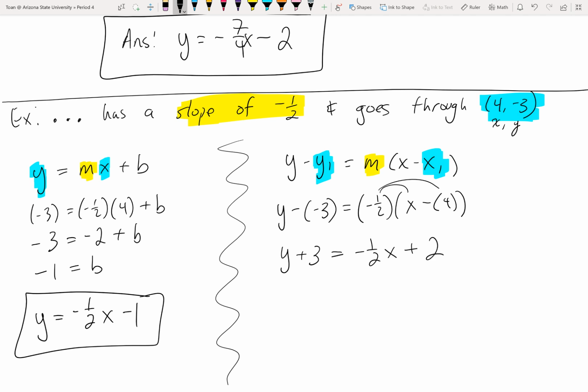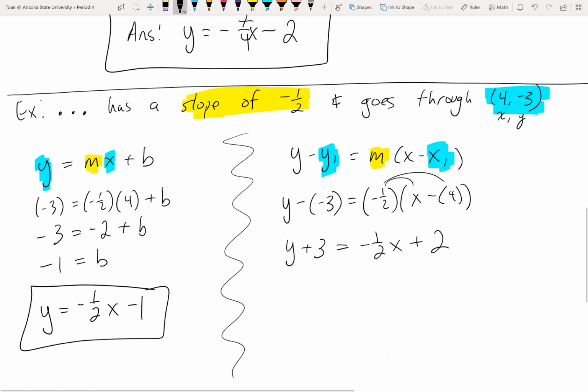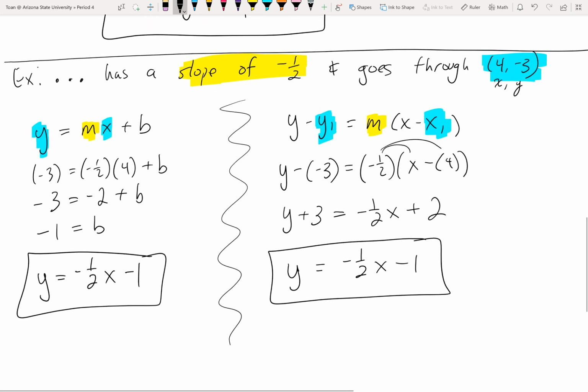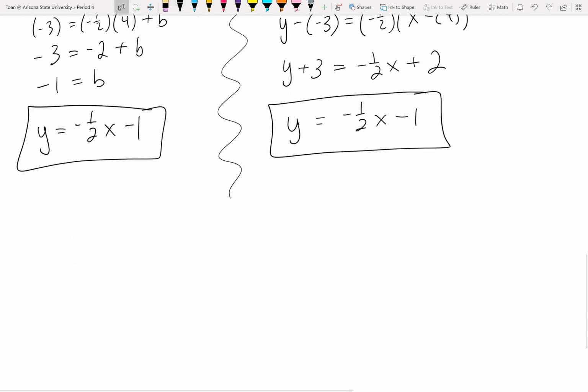And then we want to solve for y, subtract 3 from both sides, you get y equals negative 1/2 x minus 1. So you can see you get the same answer either way. But the reason why I like point slope form is once you're done, I know that's my answer. So pick your poison. I don't care which method you use, slope-intercept form on the left, point slope form on the right, as long as you get the same equation. Okay? For the notes, though, I'm going to be showing the right method because I like it.